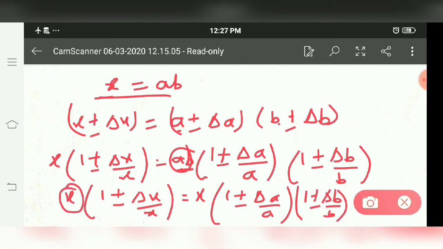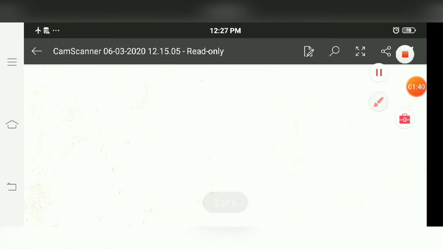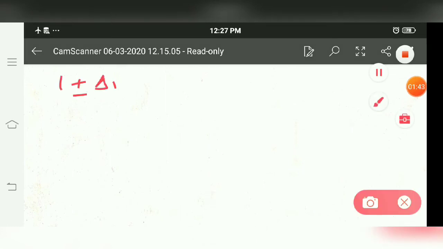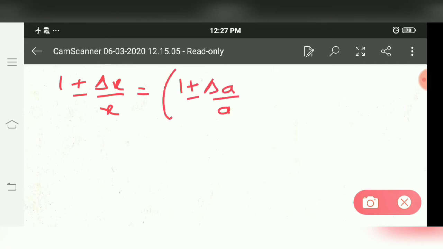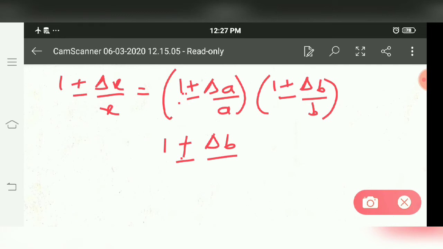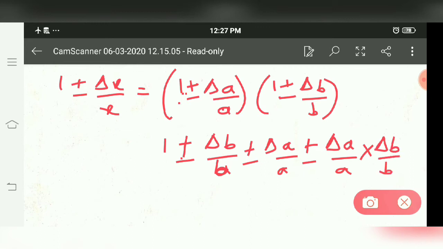This x term is in here multiplied. If we take it to this side, it will get divided and both will get cancelled. So we get 1 plus minus delta x upon x is equal to (1 plus minus delta a upon a) (1 plus minus delta b upon b). If we multiply these two terms, we get 1 into 1 is 1, 1 into this plus minus delta b by b, 1 into this plus minus delta a by a, and this into this is plus minus delta a by a into delta b by b. So we get these 4 terms on this side, and plus minus delta x upon x on this side.